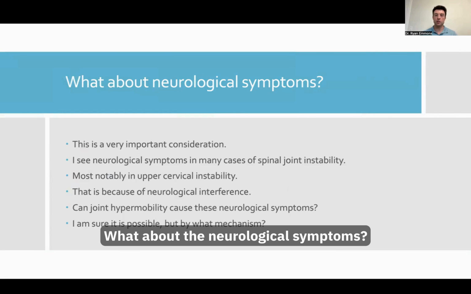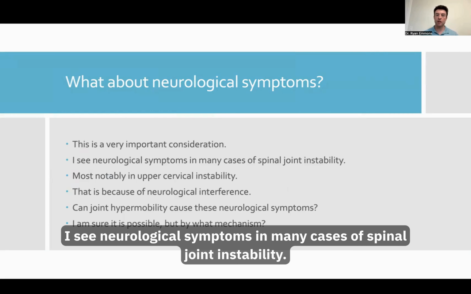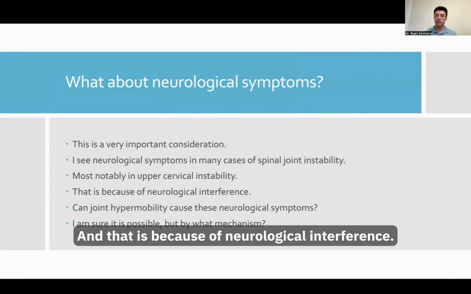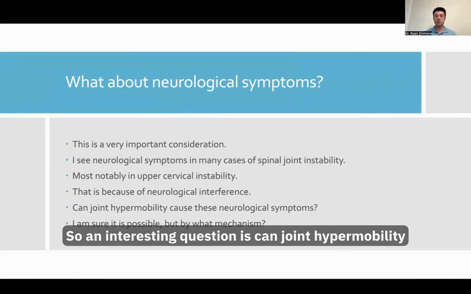What about the neurological symptoms? This is a very important consideration. I see neurological symptoms in many cases of spinal joint instability, most notably in upper cervical instability. And that is because of neurological interference. So, an interesting question is, can joint hypermobility cause these neurological symptoms? I'm sure it is possible, but by what mechanism?